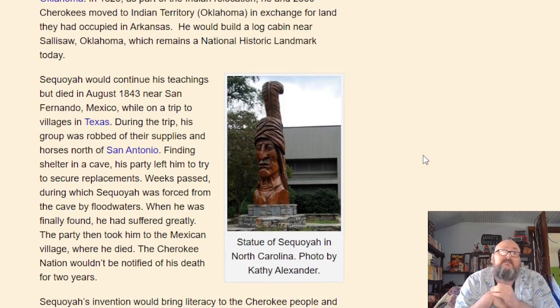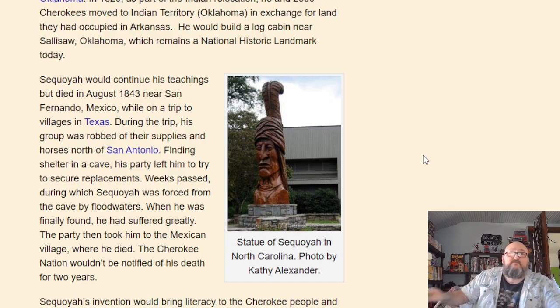Sequoyah would continue his teachings, but died in August of 1843 near San Fernando, Mexico, on a trip to villages in Texas. During the trip, his group was robbed of their supplies and horses north of San Antonio. Finding shelter in a cave, his party left him to try to secure replacements. Weeks passed, during which Sequoyah was forced from the cave by floodwaters, and when he was finally found, he had suffered greatly. The party then took him to the Mexican village, where he died.